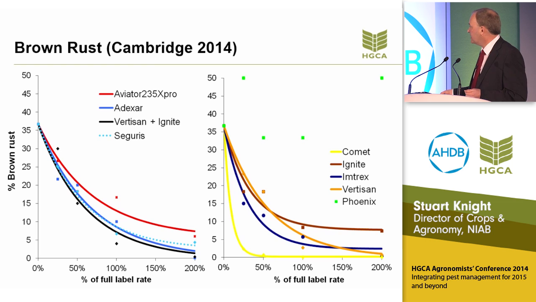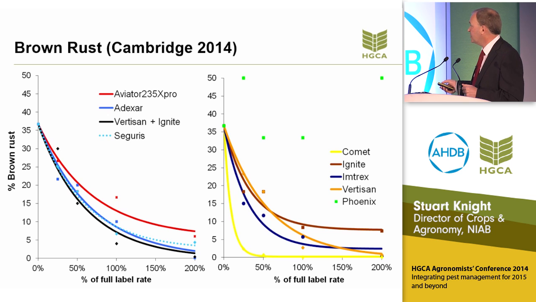Here's our Ignite, which is our brown line. Here's our SDHI products, the Imtrex and Vertizan, and you'll see those are doing a very good job in terms of brown rust control, as good as or slightly better than the Ignite treatment. But the real star of the single actives on brown rust was the pyraclostrobin, the Comet, giving us extremely good control of brown rust in this situation, more or less wiping it out even at half dose. So it's very clear that the performance of the strobes against brown rust is remaining very, very strong.